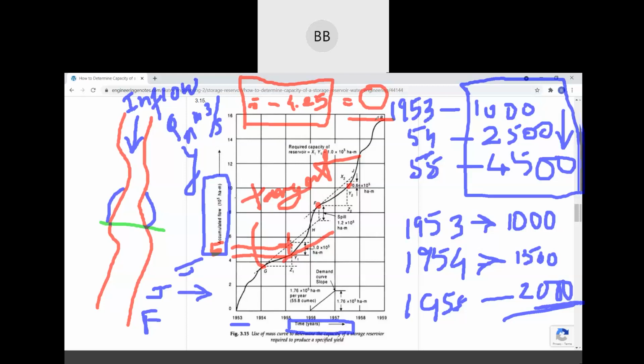So you draw the diagram, after drawing the tangent.